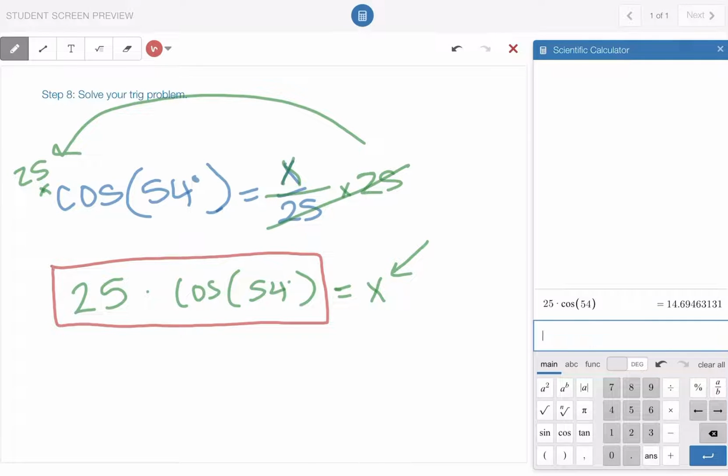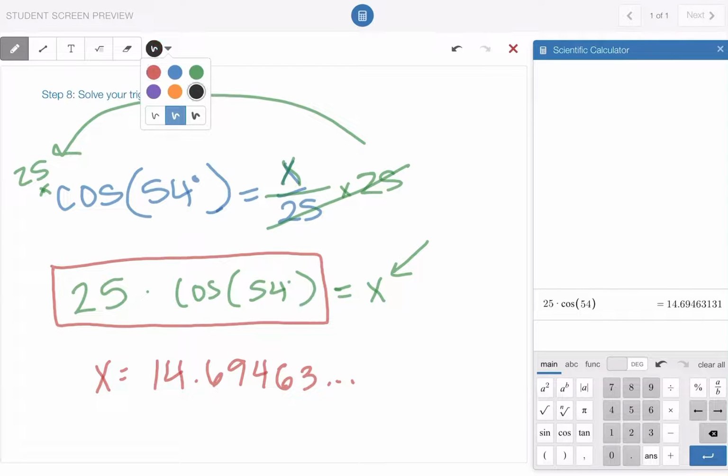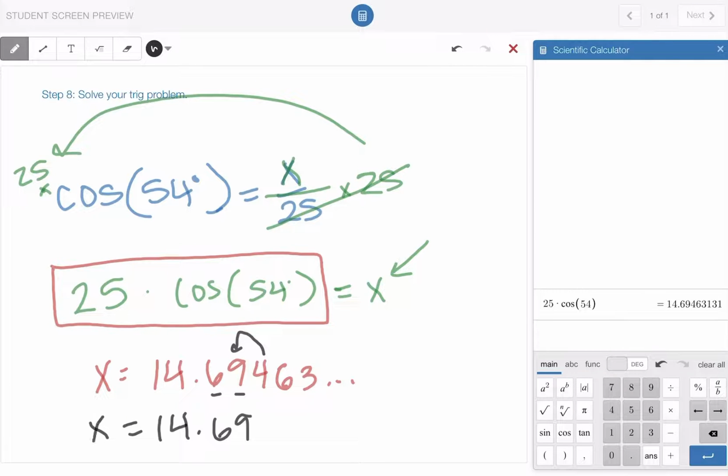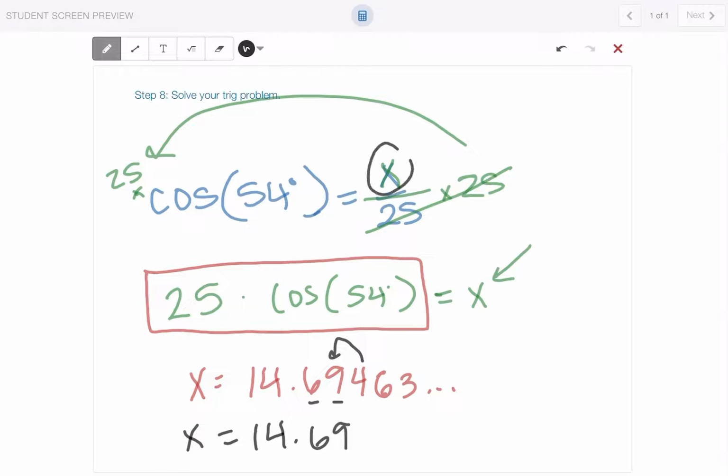All right, and what we know now is that 25 times the cosine of 54 is 14.69. So x is equal to 14.69463, on and on, right? We like to round to the nearest hundredth. The 4 is not enough to make the 9 round up, so 14.69, or 14 and 69 hundredths, would be our value for x. Okay, so these are the steps that we would take if our variable was in the numerator.